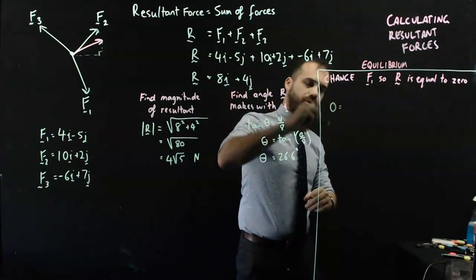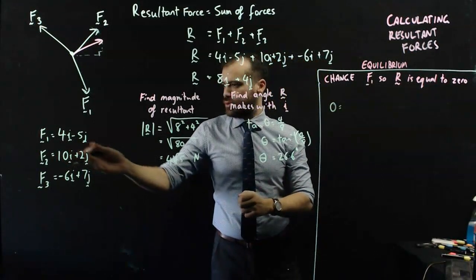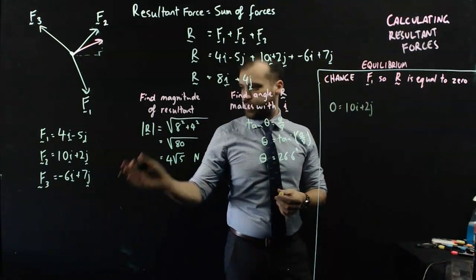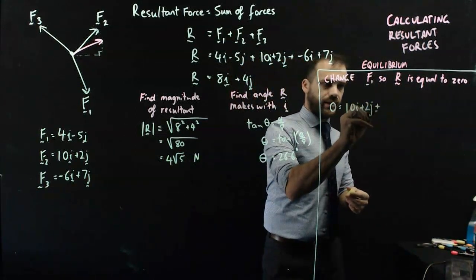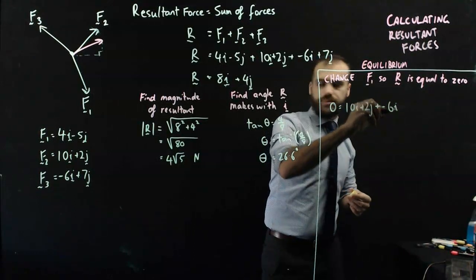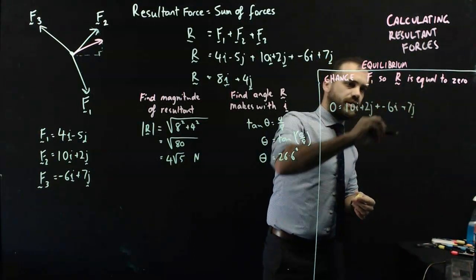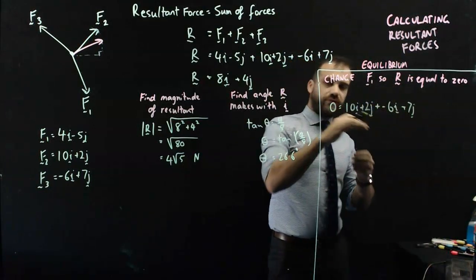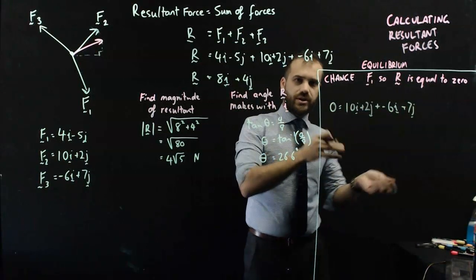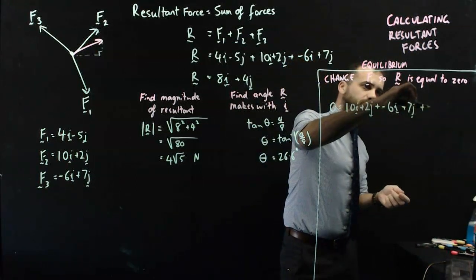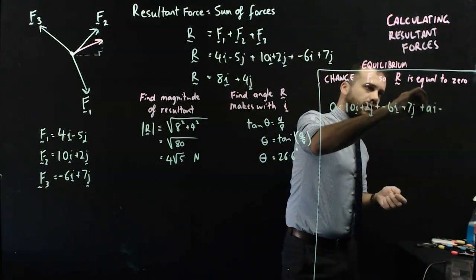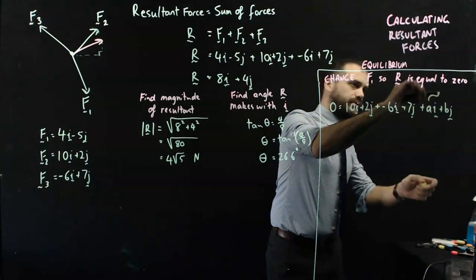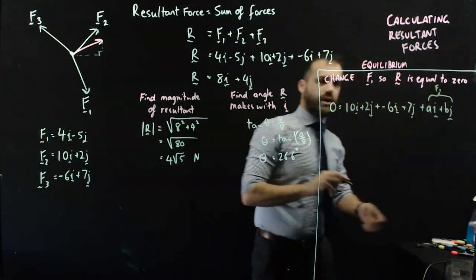So 0 equals, and then we know force 2 is 10i plus 2j. We know that force 3 is negative 6i plus 7j. And what else do we know? We don't know force 1. But force 1 must be made up of an i component and a j component. So I'm going to call force 1 ai plus bj.